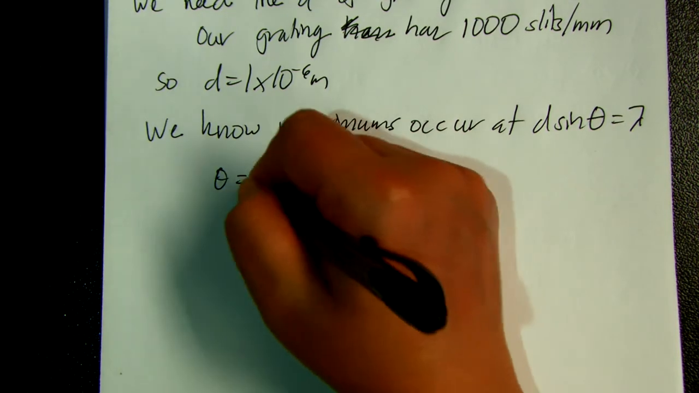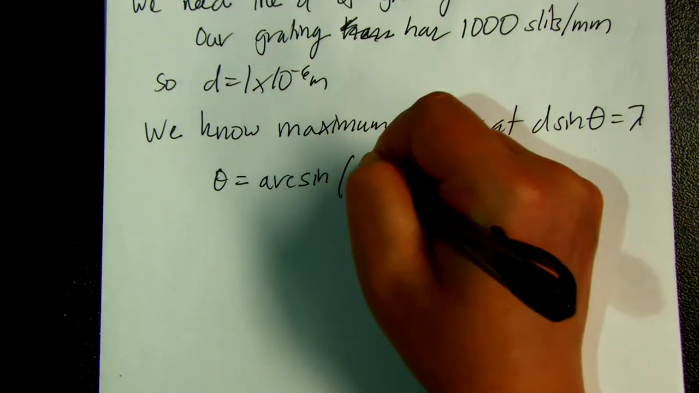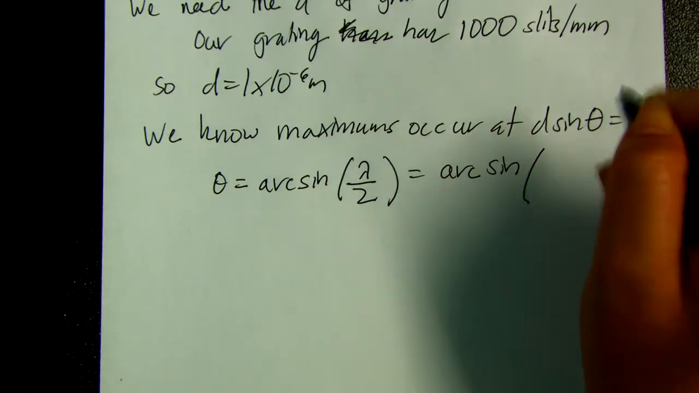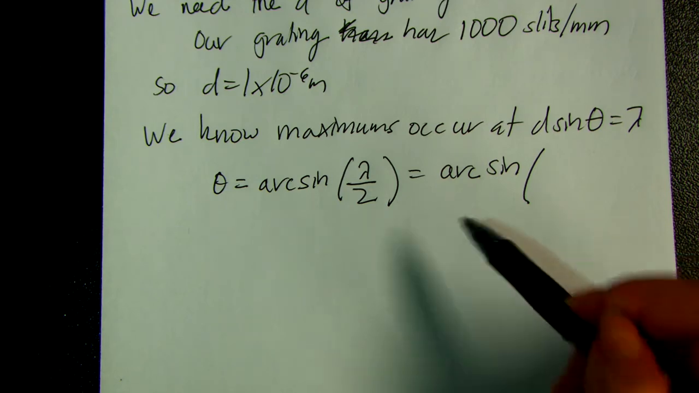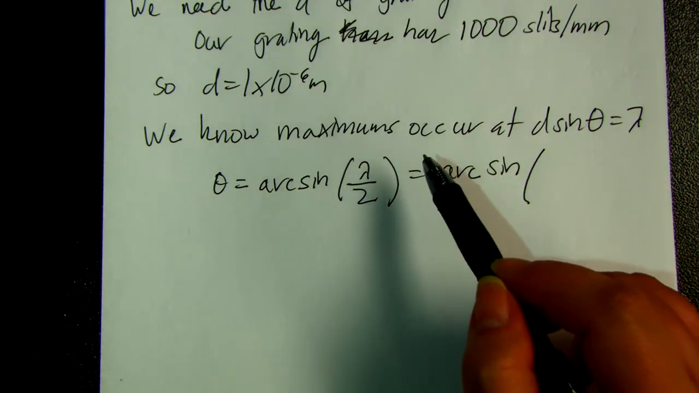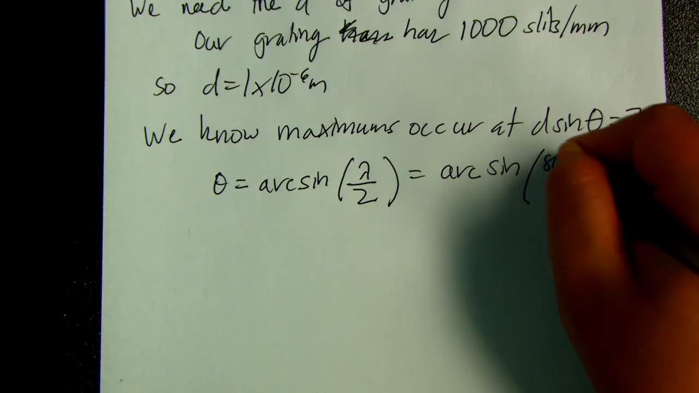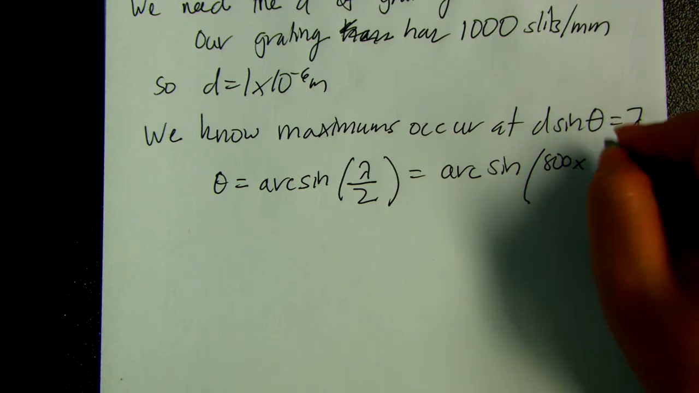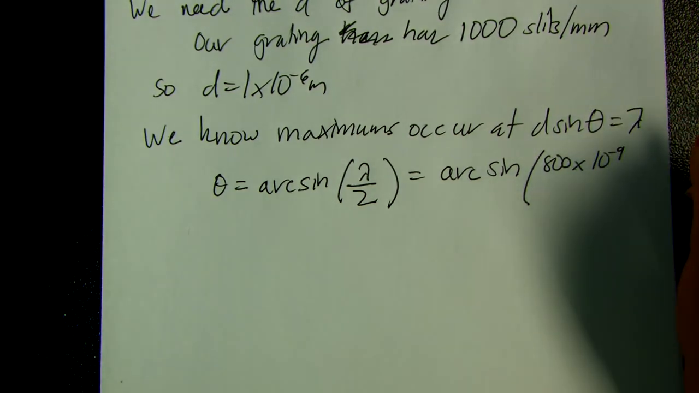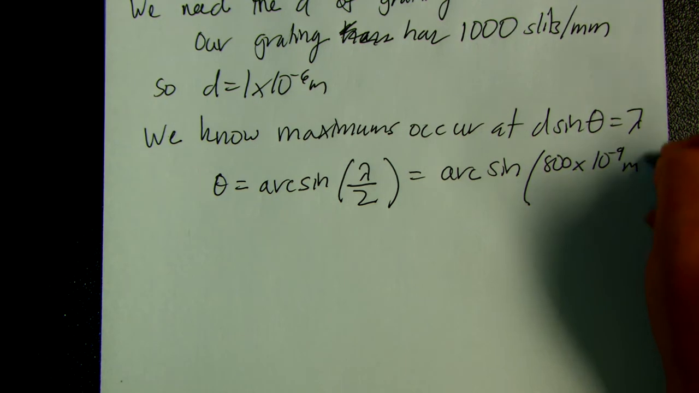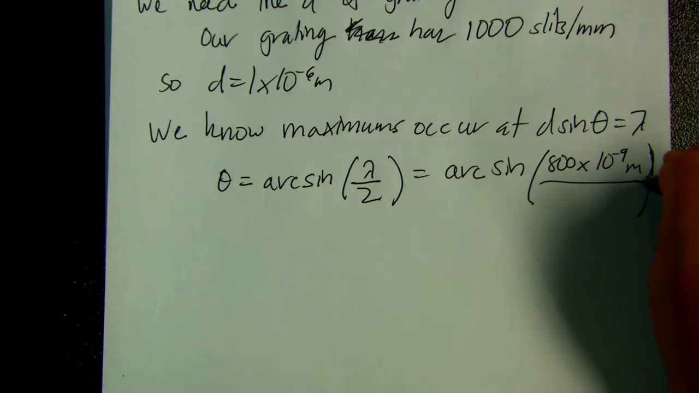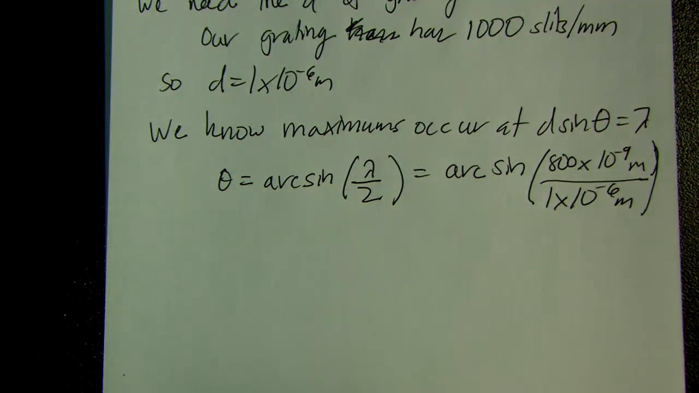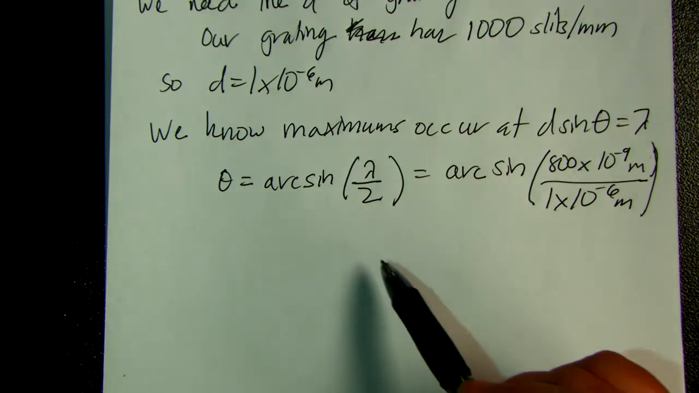So theta is equal to arc sine lambda over d, which is equal to arc sine. Again, I cannot recommend writing out arc sine instead of sine to the minus 1 enough in your notes. I will be forever thankful to Dr. Elvis for getting me into that habit. And even when I took classes where they just wrote sine to the minus 1, I continued to do that. And boy, were my notes so much clearer.